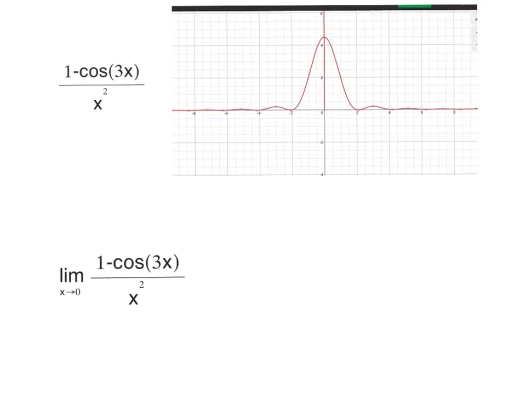Although we got the limit of 1 minus cosine of 3x over x squared as x approaches 0 to equal the indeterminate form of 0 over 0, by looking at the graph of the function up here, as x approaches 0 from both directions, we can see that it doesn't actually approach the value 0. It approaches a number closer to 4.5.